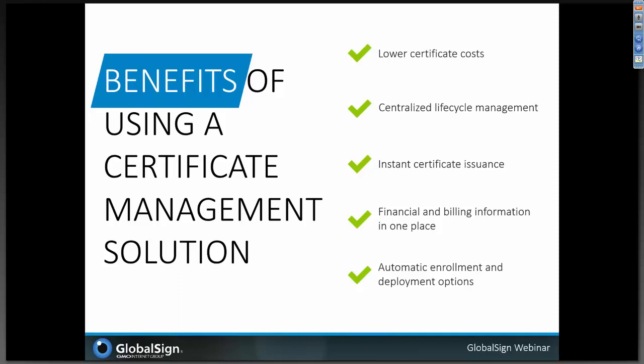Instant certificate issuance. You sometimes will have things that expire. You need to get them right away. You're going to find all your information regarding what your costs are and what you're spending in one place. And then there are other options, which we can talk about a little bit later, about how you can use automatic enrollment and deployment options integrated right directly into your enterprise for the ultimate end-to-end solution.